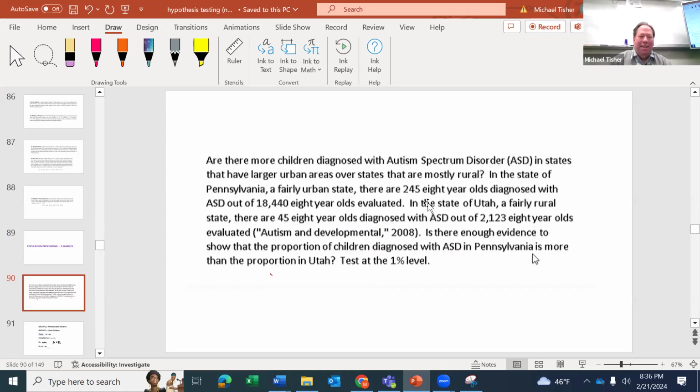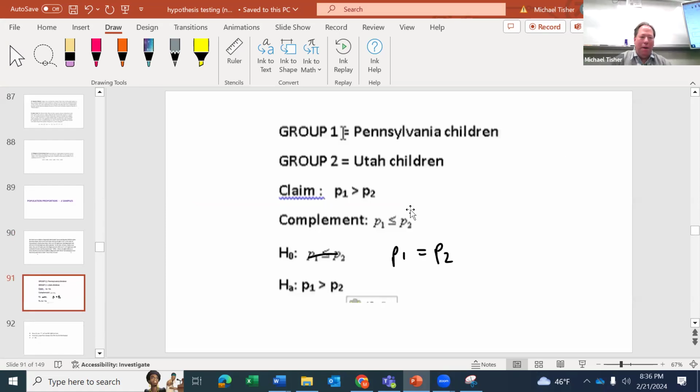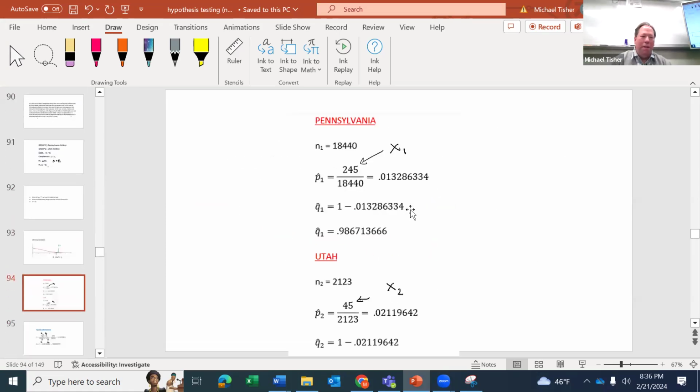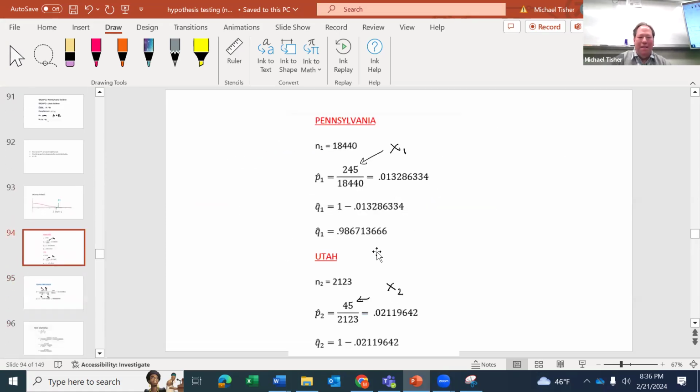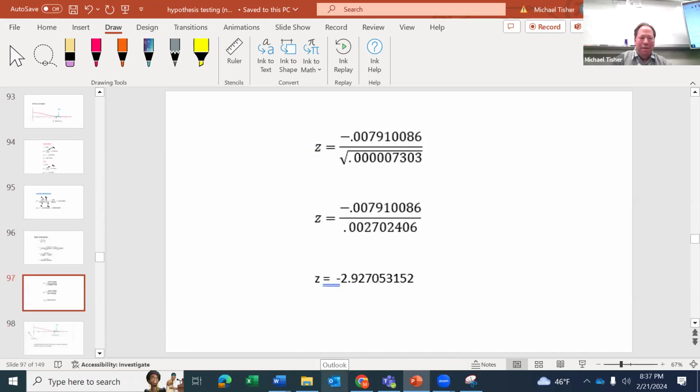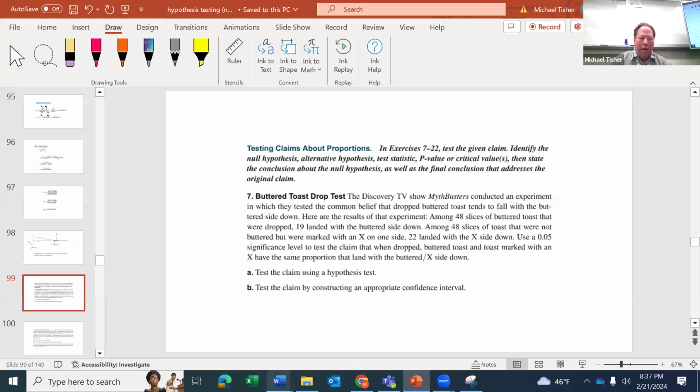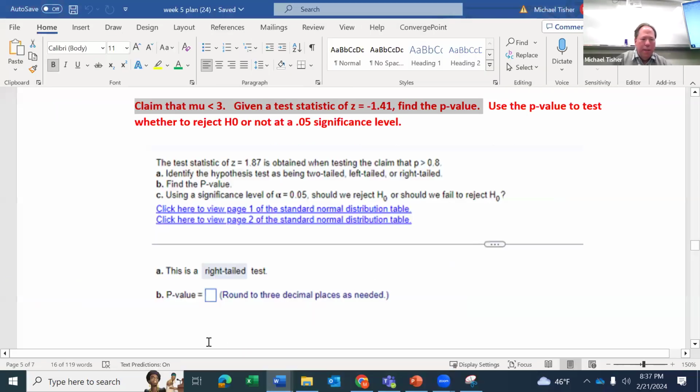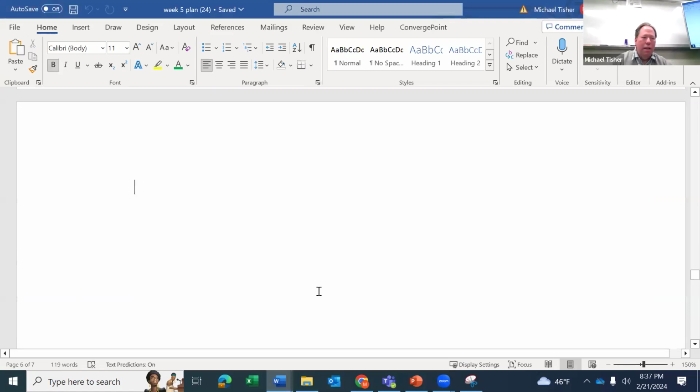Okay, now again, we can do the long way or the short way. Which do you want to see? Short way, okay. The long way is all in the PowerPoint. It's pretty long. I don't recommend the long way. It's all there. All right, we'll do a shortcut. Now this will be in the week 6 plan.